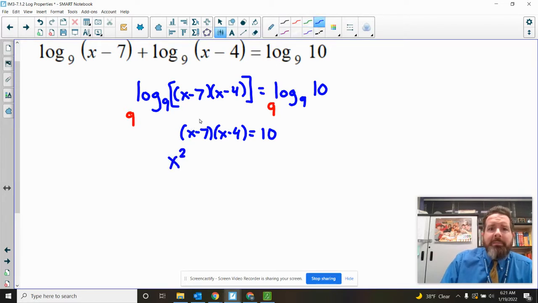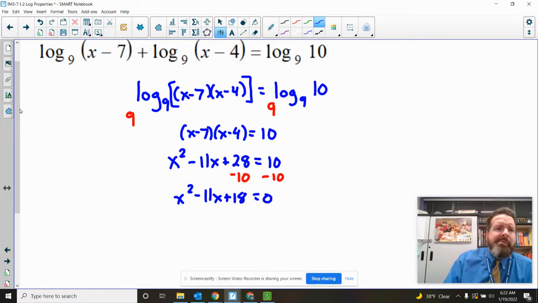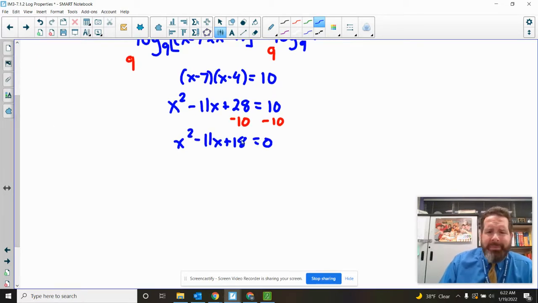So x squared minus 4x minus 7x is going to be minus 11x's altogether. Negative 7 times negative 4 is plus 28 equals 10. Let's then subtract the 10 over. All right, so x squared minus 11x plus 18 is 0. And then you can factor this one. Two numbers that multiply to positive 18 and add up to negative 11: negative 9 and negative 2.